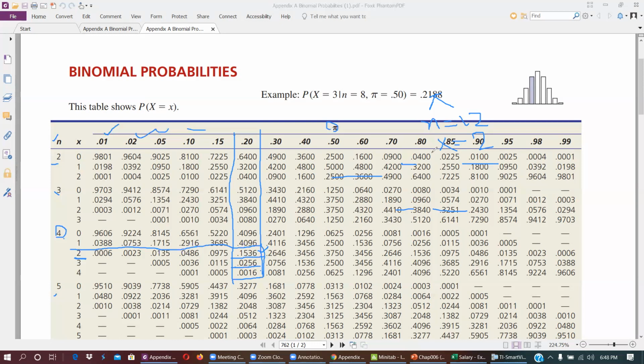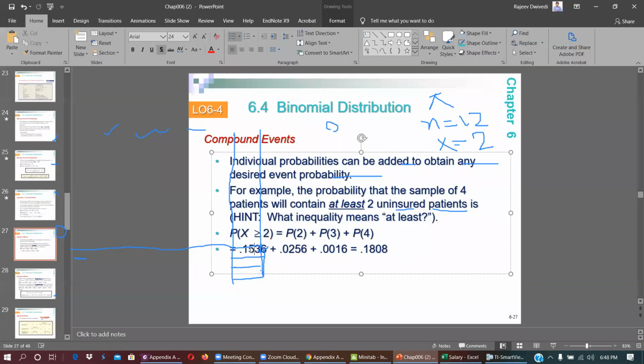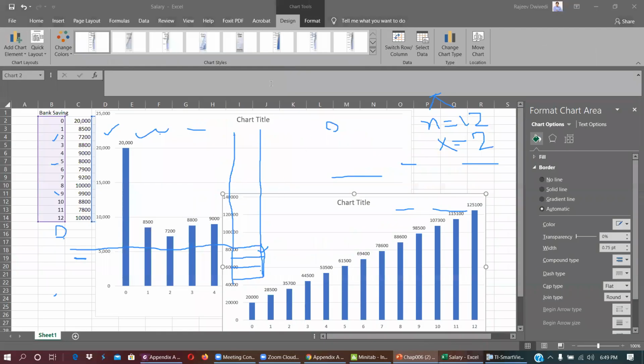Now let me show you this. So what is this? 0.1536, 0.0 this, the total probability is 18%. Now, this is a question of compound event. So before understanding compound event, I would like to explain the salary part again.